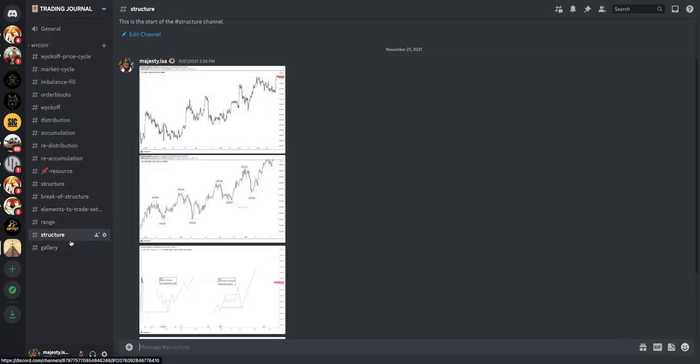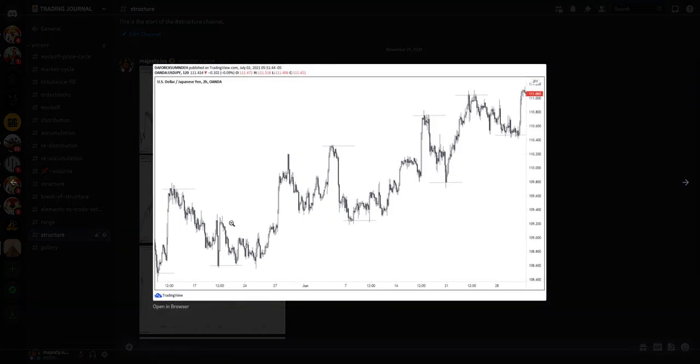And the same thing can be done when you're going upward. Let's see, I'm trying to show up structure. So here we have up structure. So we had one high, one low, one higher high, one lower low, one higher high, one lower low, one higher high, one lower low.